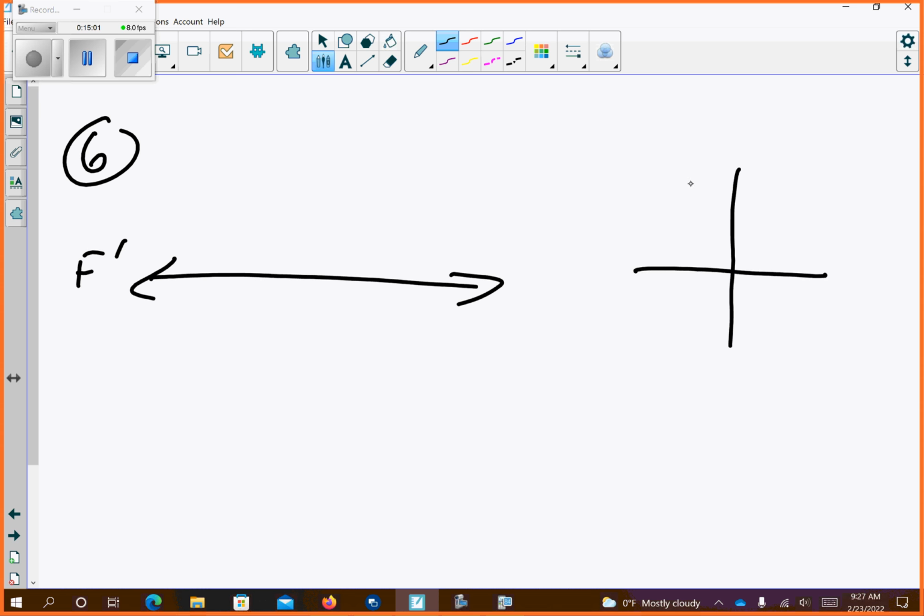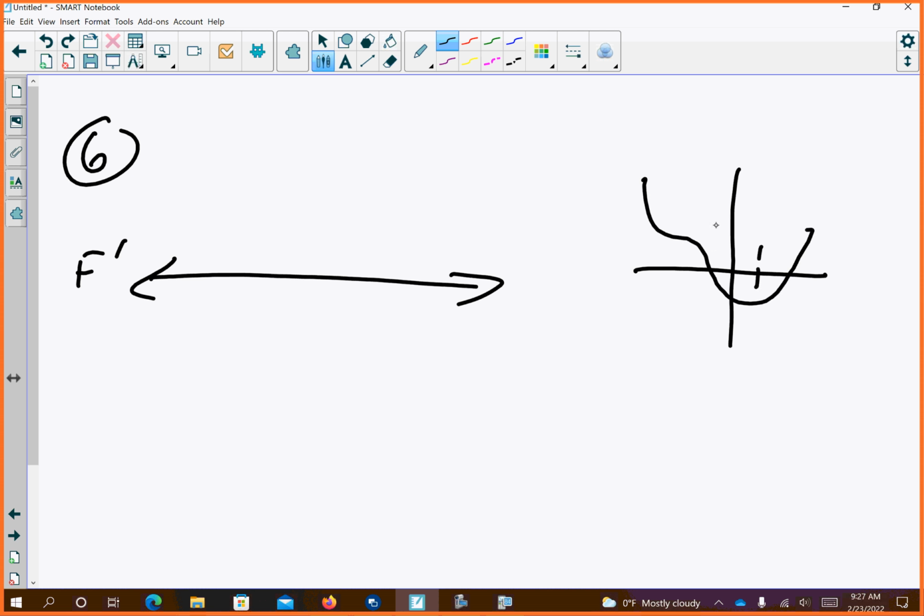So problem number 6. This is our f prime chart. And we had a graph that kind of looked like this. Come down to this. Up. That's at 1. That appears to be at -2. All right, so if we had our original function and wanted to do our f prime chart, the things that we're going to list, -2 and 1, are going to exist.